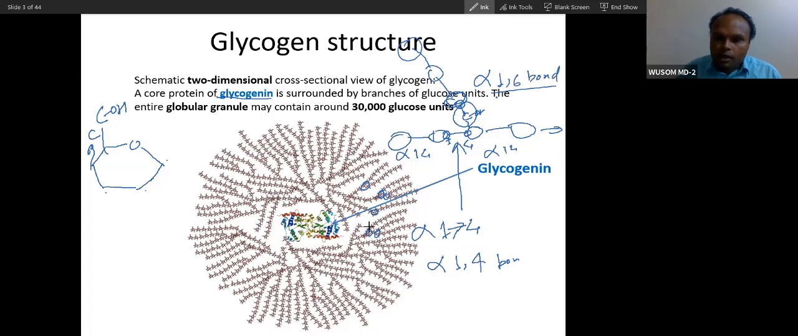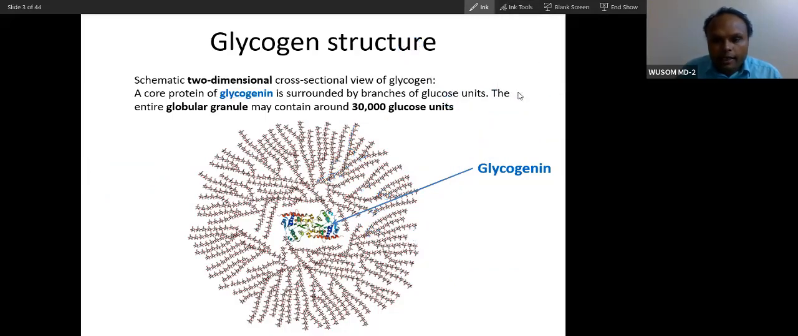So the most important thing you need to remember in the structure is that at the branch point, every time there is an alpha 1,6 bond, and elsewhere in the straight chain there will be alpha 1,4. At the branching only there will be alpha 1,6. So does it make sense? Did you get that?